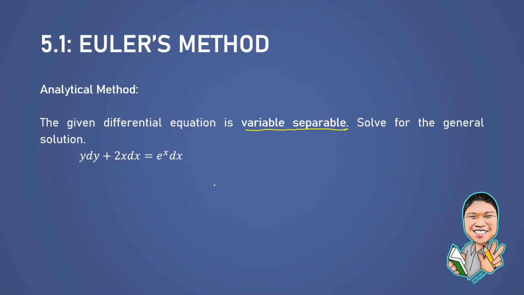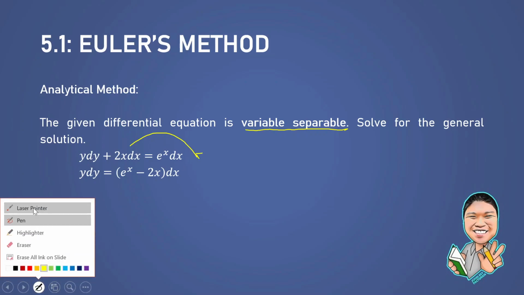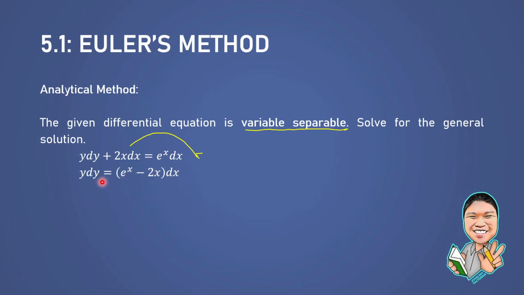So, ito yung original DE. Ang gagawin ko, lahat ng y, igugrupo mo. Then, lahat ng x, igugrupo mo. So, pag ito, nilipat mo sa kabila, so, ito na siya. Magiging e raised to x minus 2x dx. So, ayan na. Then, perform integration on both sides of the equation. So, the integral of y dy is equal to the integral of e raised to x minus 2x dx.